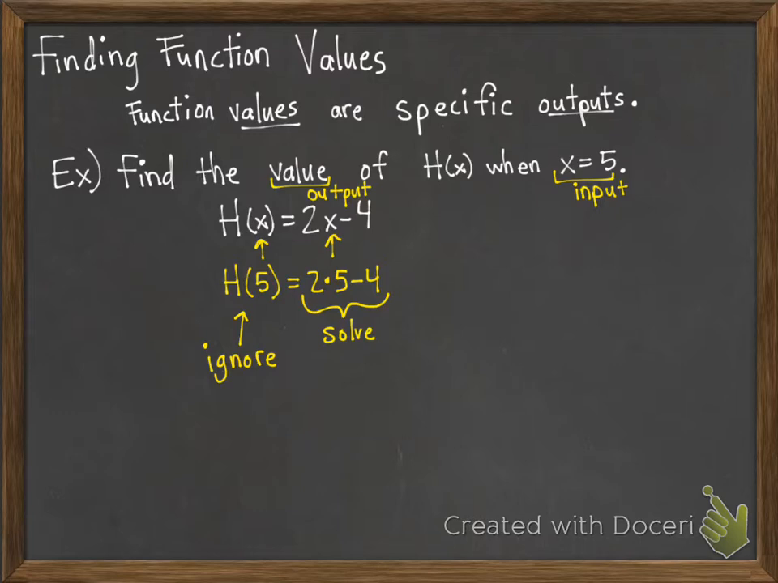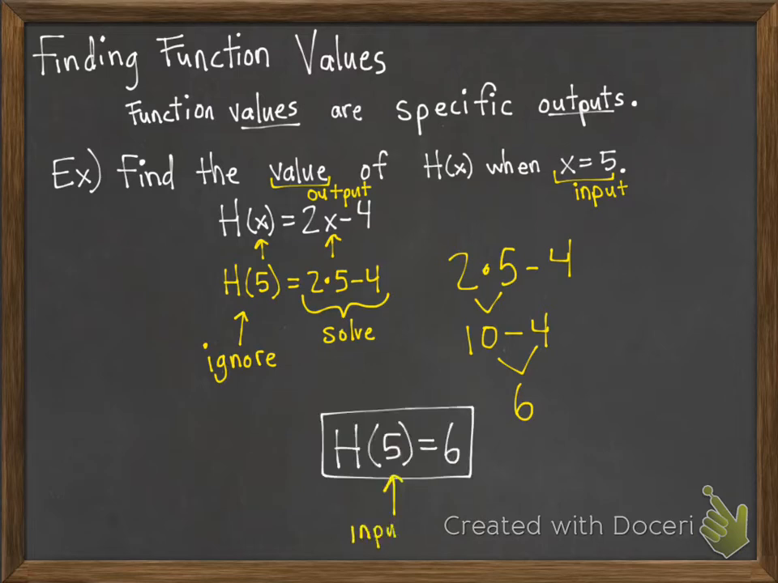H of 5 is just a label telling us that we plugged 5 into the function that was called h. The right side, 2 times 5 minus 4, is what we need to do our math. So 2 times 5 minus 4 is equal to 6, which means the value for the input when x equals 5 is 6. Or in other words, h of 5 equals 6.